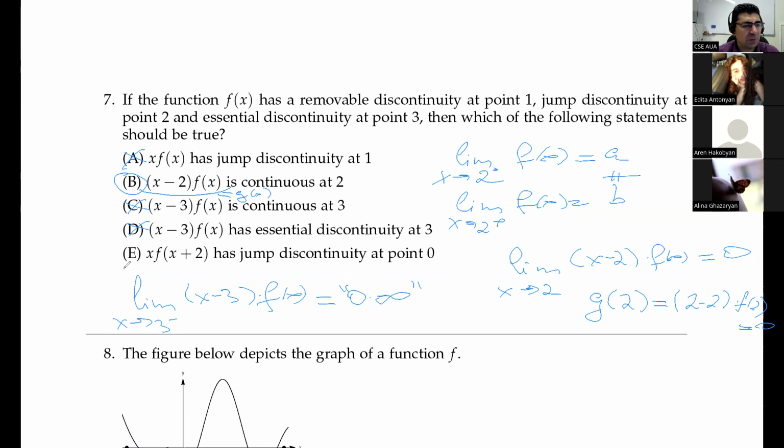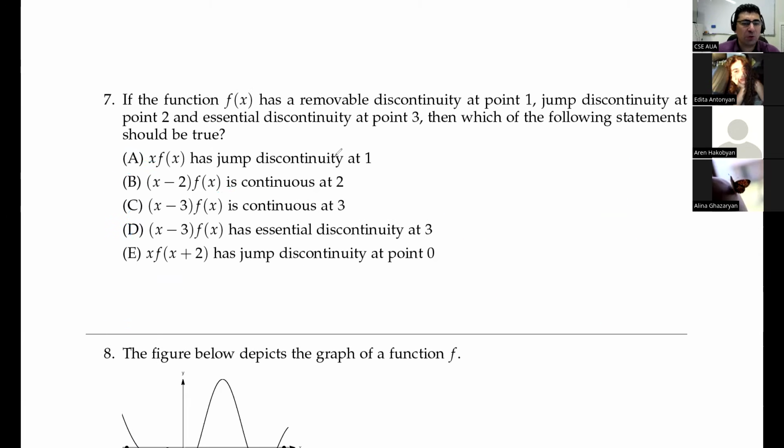And for the last one, we have x times f of x plus 2. Do we have a jump discontinuity here? To get a jump discontinuity, we have to calculate the limit from both sides. Say x tends to 0 from the left side, x times f of x plus 2. When x tends to 0, x plus 2 tends to 2. At point 2, our function has a jump discontinuity, which means it has from the left some finite limit, from the right some finite limit. And finite limit times x, what is this limit?